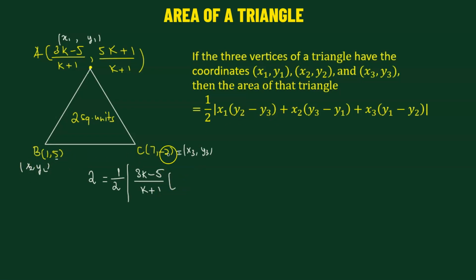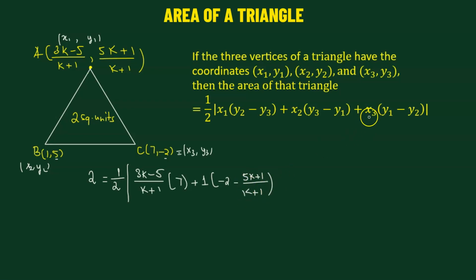So here y2 is 5 and y3 is -2. So we have 5 minus -2, so that's going to be 7. Next we come to x2. So x2 here corresponds to the x coordinate of B, which has a value of 1. So we have 1 multiplied to, now we need y3 minus y1. So we have y3, so that's -2 minus y1. So y1 is the y coordinate of A, so that's (5k plus 1) divided by (k plus 1).